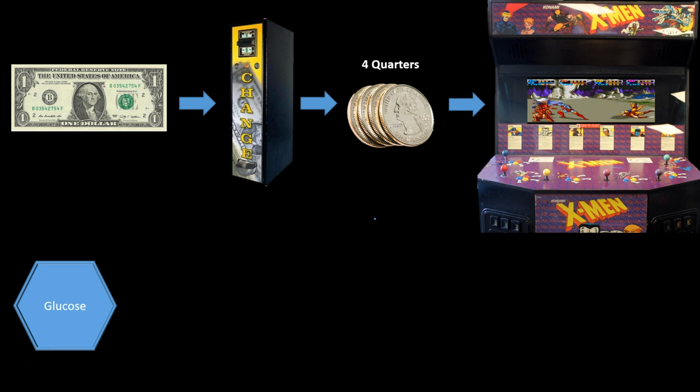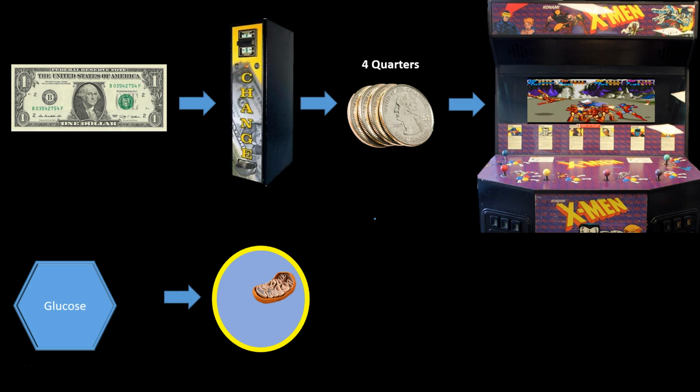There's energy in that glucose, okay? But our cells cannot directly use that energy in the glucose. It's got to get converted, just like that dollar has to get converted to 4 quarters. So our change machine is going to be 2 things. It's going to be our cytoplasm, and it's going to be our mitochondria.